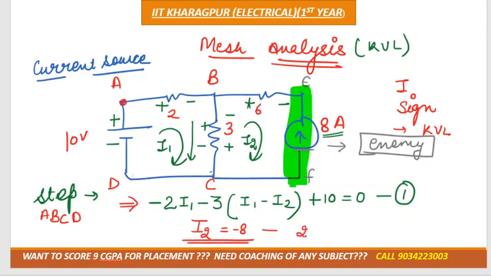So that is the second equation. Because a single current is flowing, we don't consider I1. The 8 ampere is in the room of I2, correct? So now we have two variables and two equations. Then we will solve it and get the values of I1 and I2. Got it?